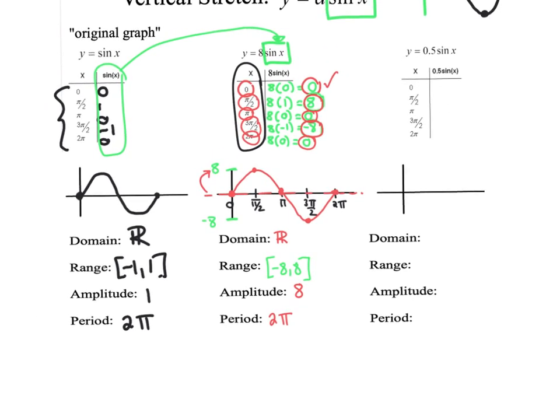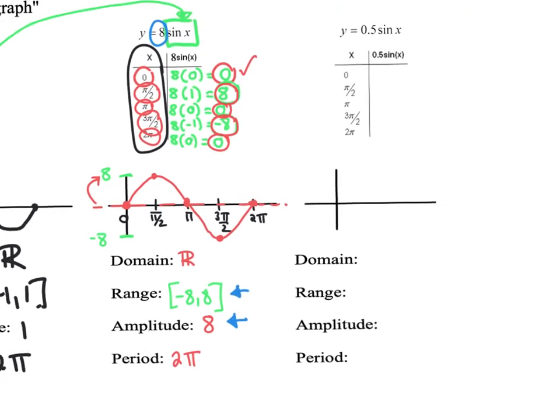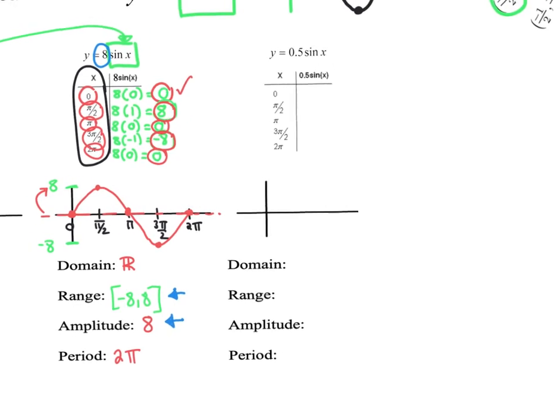Now notice, if you see the connection to the equation, the amplitude is actually the 8 that's located in the equation. That's also telling me what my range is going to be, since I know that I'm going from the midline up and down that amount. So we can use it as a shortcut when we're graphing this next problem here.